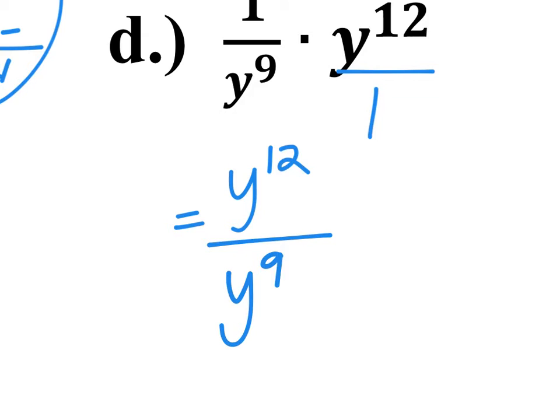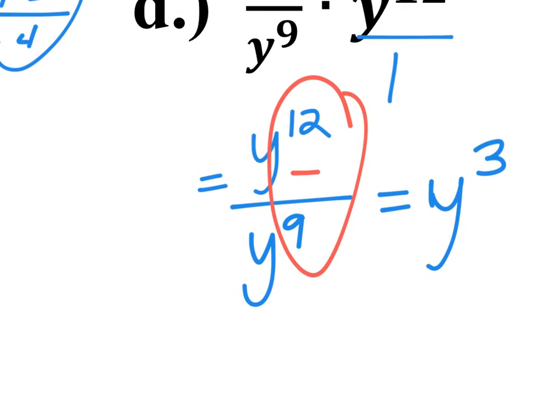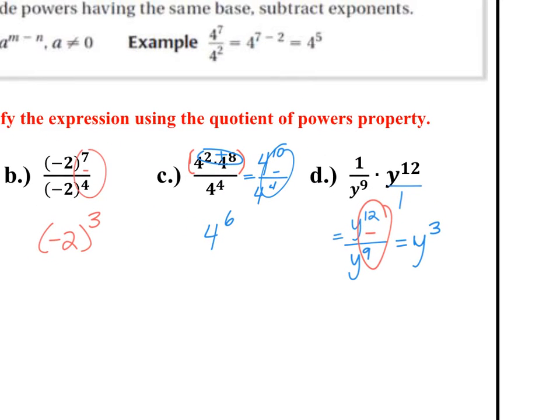Same base, division. What do I do with my exponents? Subtract. That was weak. It's okay. We'll get better. 12 minus 9 is 3. Easy. Too easy. Let's go to the back.